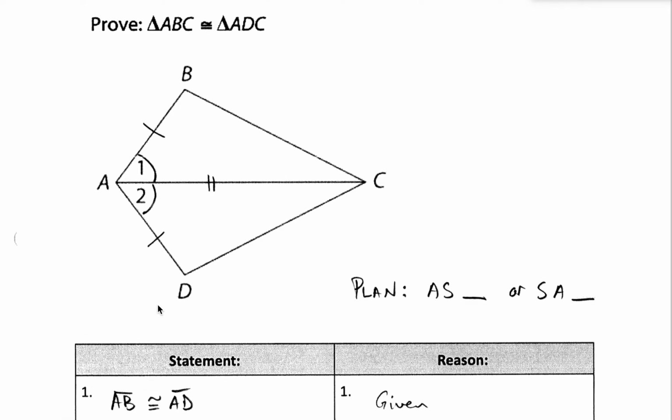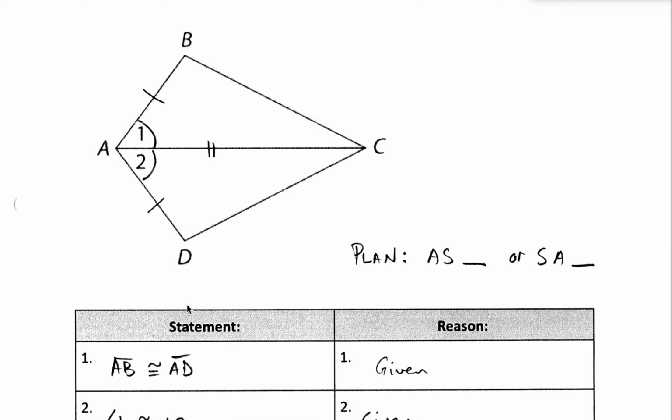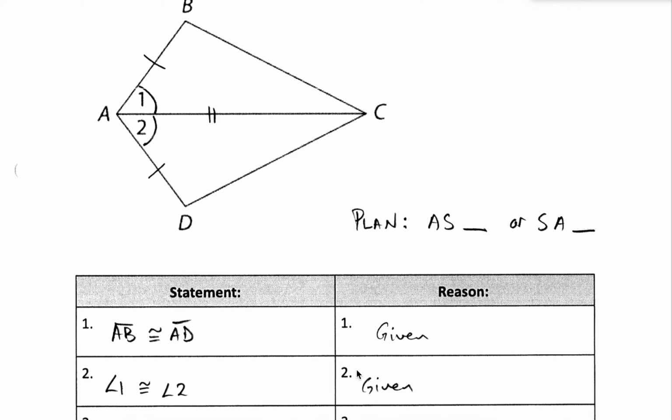just to repeat that process. Let's go on to the next given statement. Angle 1 is congruent to angle 2. Again, your reason is because it's given. And that is also not drawn yet, so let's make sure and put those angle markings, those arcs, in the 1 and 2 spot there.